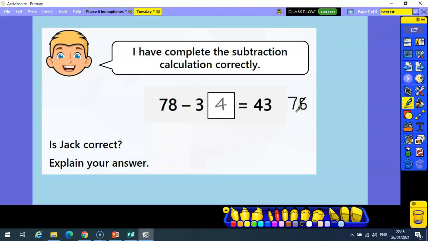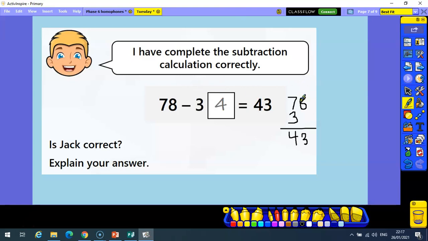It would be a lot easier to do it in the column method, because then I can see where the tens and ones are. So I'm going to ignore this column. I know we always start in the ones. I'm going to ignore it for a second just to check that this is correct. So 7 take away 3 is equal to 4. 7 take away 3. Yeah, that's correct. So what Jack was trying to find out was the missing number.